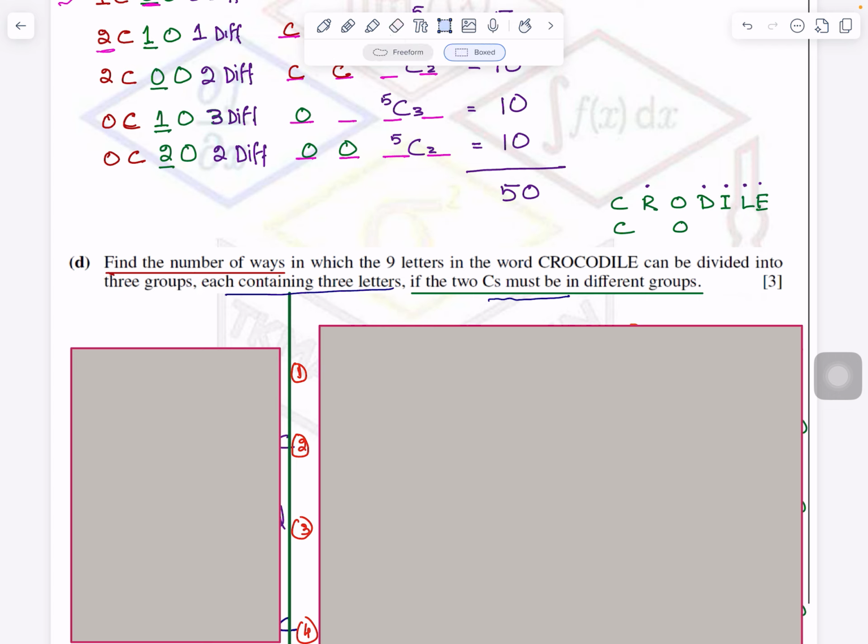Okay, so I'm showing you here the cases which I have made. So both O's with one C. Because now I have to settle the O's, I will show you one by one the cases here.